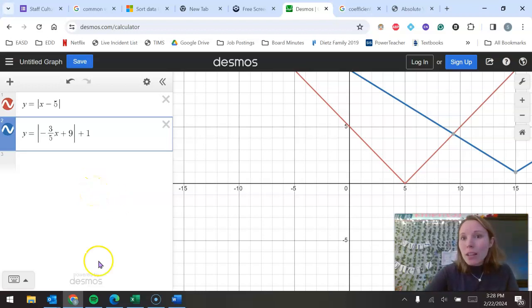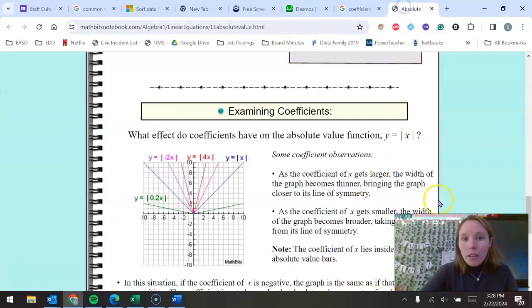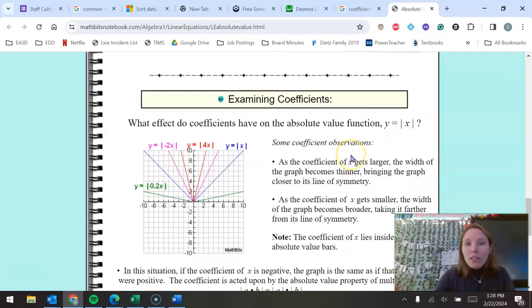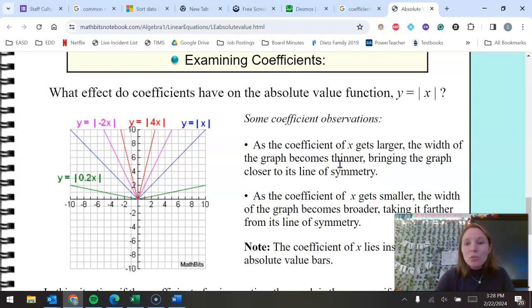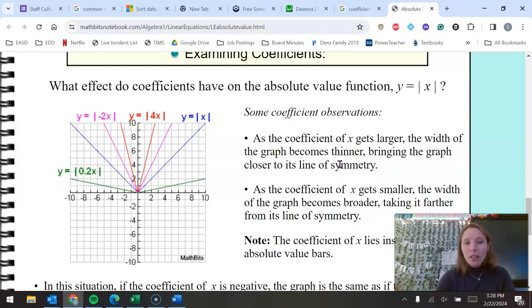Now I pulled up something that I think is going to be a little bit helpful. So here, this is saying, what do numbers attached to the x do to your graph? Okay. Here, this is changing your shape. So notice there's no numbers added or subtracted in here. That vertex is still staying right in the middle at 0, 0. But the numbers in the front of x, those coefficients, are going to change how it's shaped.